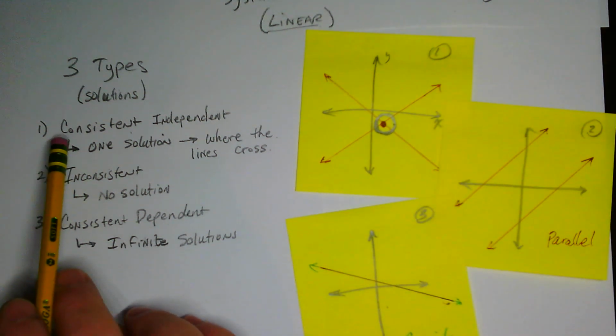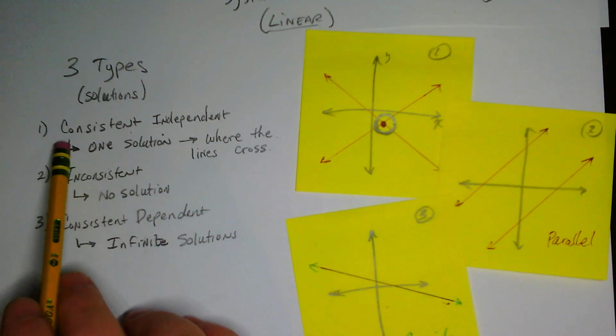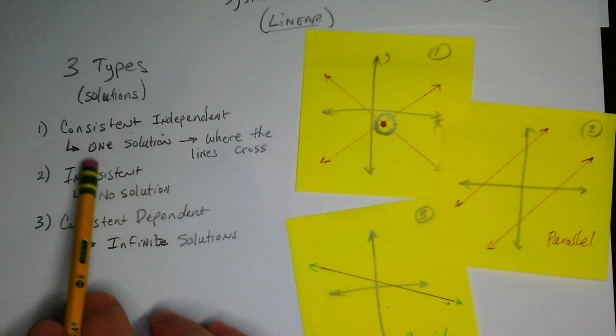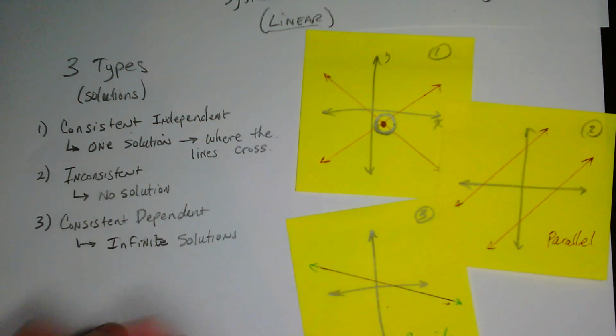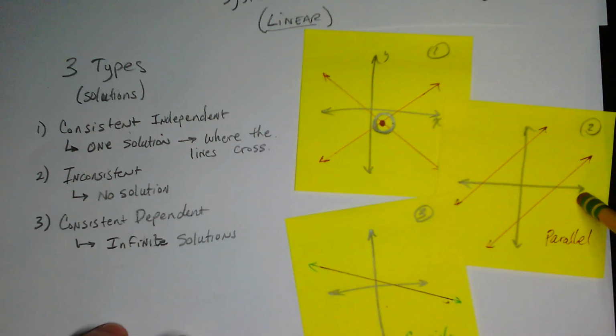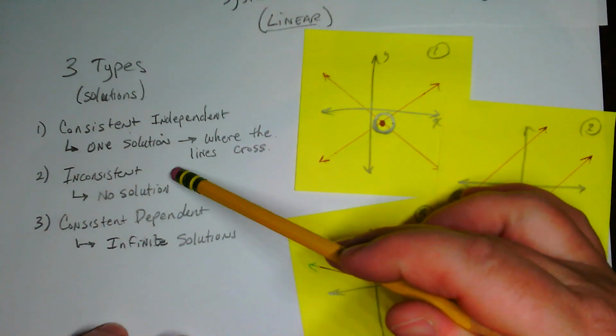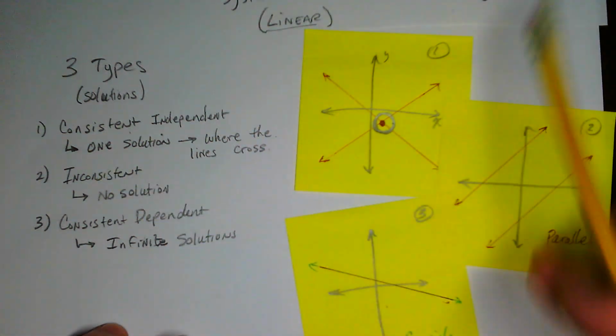So a lot of places they call the one solution consistent and independent. And that's where you have one solution, the lines cross in one place, it's beautiful and easy, right? You have inconsistent, which is no solution, and that's the situation when things are parallel. So that would be the word inconsistent. So an inconsistent system has no solutions.